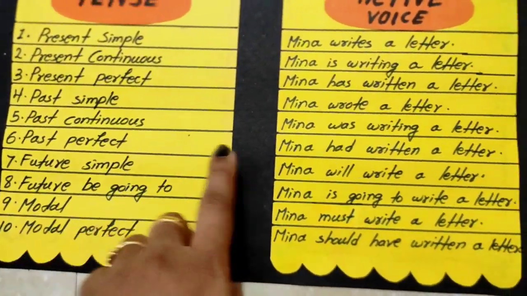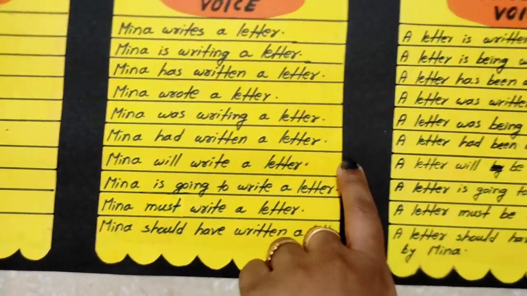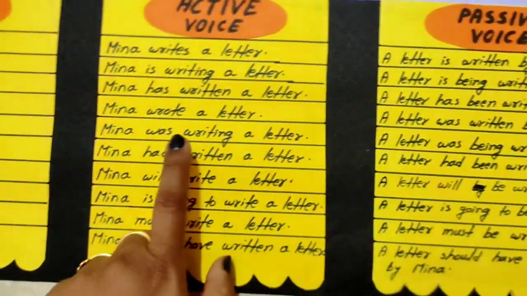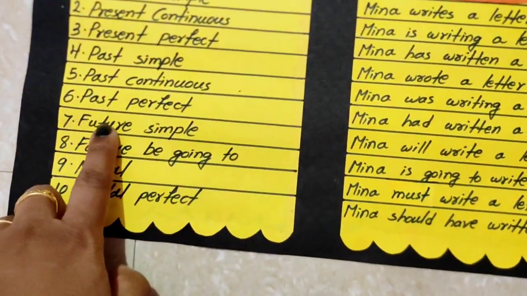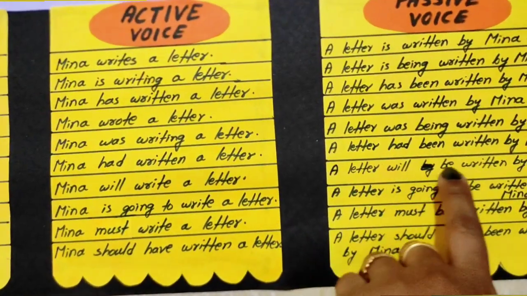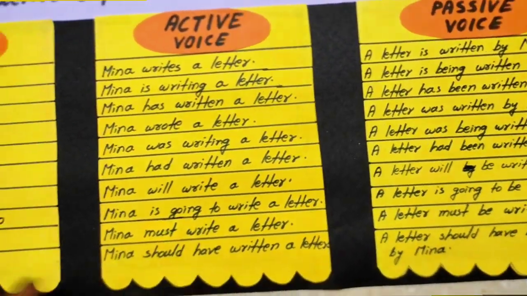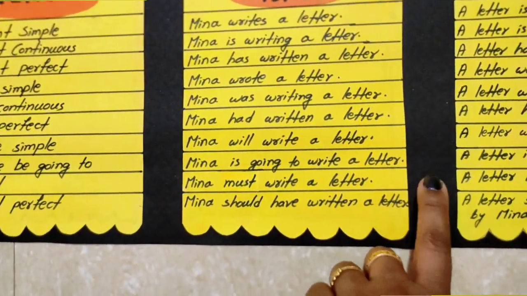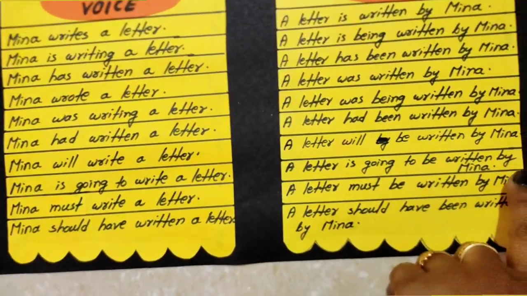Past perfect tense: Meena had written a letter. A letter had been written by Meena. This is passive voice. This is active voice. In future simple tense, Meena will write a letter. A letter will be written by Meena. Future be going to: Meena is going to write a letter. A letter is going to be written by Meena.